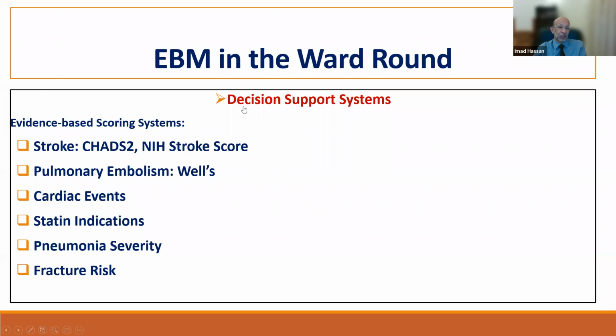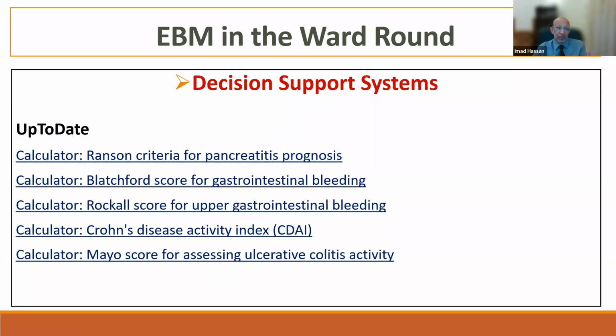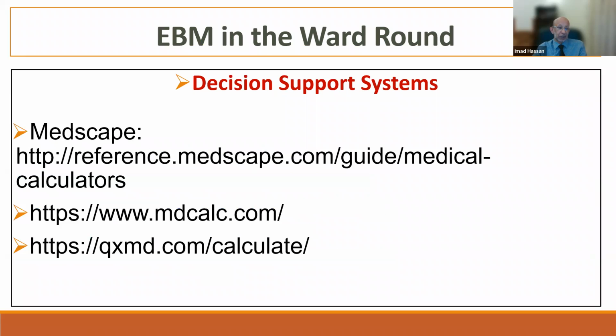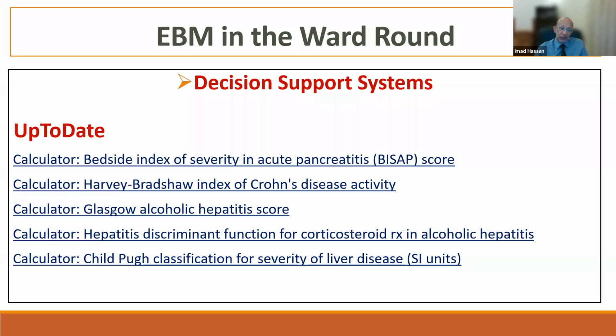You can use some calculators while you're doing the round, like CHADS and the one for pulmonary embolism, right? UpToDate has many calculators, but even if you go to Medscape or download Medscape, MedCalc, or something called QxMD, you can download them on your phone and use them to do some calculations, and then you are an EBM practitioner. You just use calculators for anything. You can even do body mass index or creatinine clearance, okay?